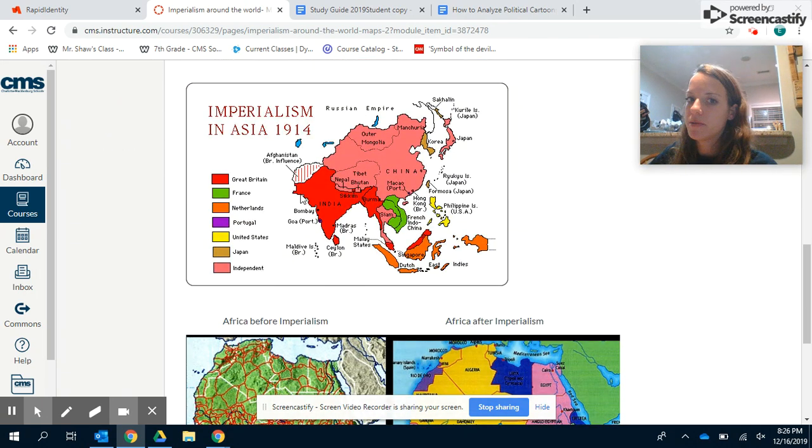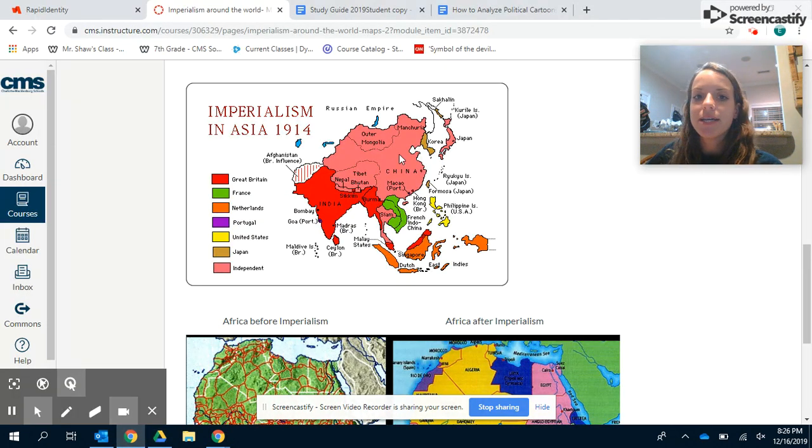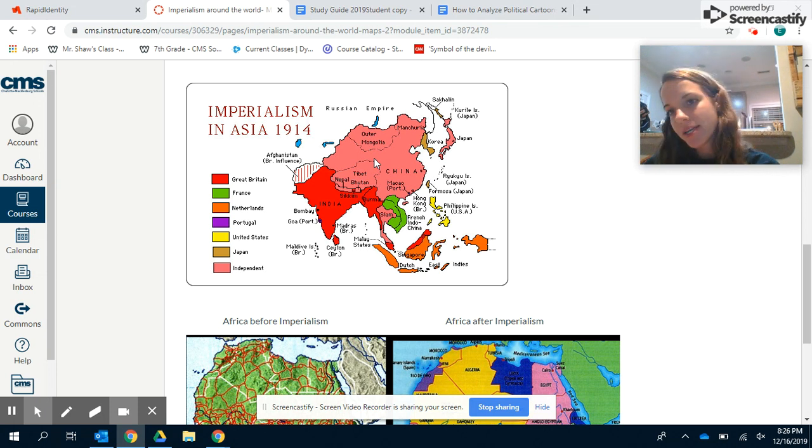This map also does a similar thing. It talks about on your paper which European nation had the largest empire in Asia. When you're looking at it, you see the pink and everyone's like, oh, it's independent. But again, it asks you, 1, the European country. 2, on the key, it says independent. That means that it's not imperialized. So that can't even be your answer. Great Britain is going to be the biggest country that has an influence on Asia during this time period. So make sure you knew that.